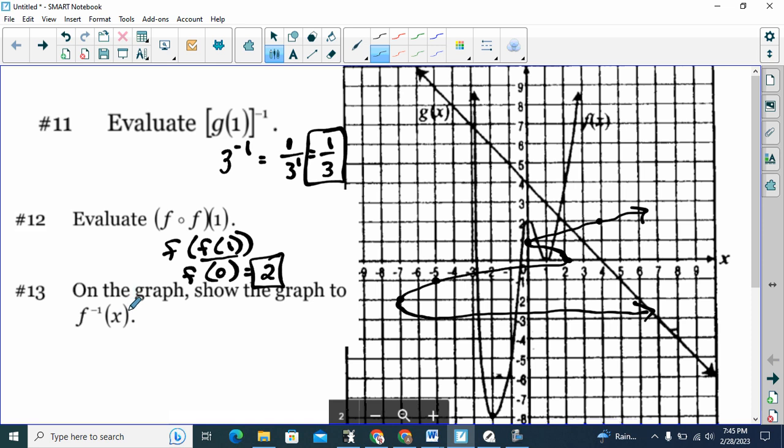Remember, graphs and their inverses are reflections of one another over the line y equals x. So if I take the line y equals x, which is right there, notice if we folded it on that line, it would line up right with the original graph.